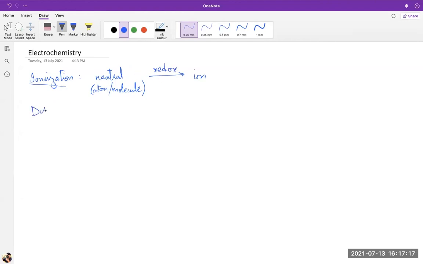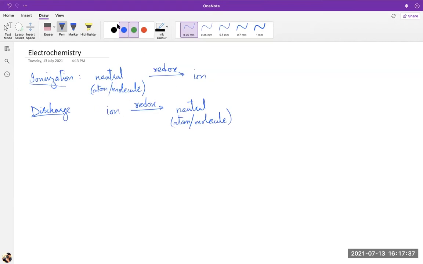The other one is discharge, and discharge is the opposite of ionization. So you take an ion and you convert it to a neutral particle. It could be an atom or it could be a molecule. And what happens is that you are getting, again, a redox reaction, but this time the ion is becoming neutral.